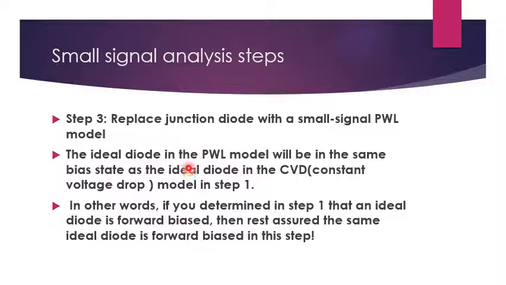Okay, the ideal diode in the piecewise linear model will be in the same bias state as the ideal diode in the CVD, constant voltage drop model. The constant voltage drop model is nothing but: input is forward bias, output is reverse bias. That is your constant voltage drop model. In other words, if you determine in step 1 that an ideal diode is forward biased, then rest assured the same ideal diode is forward biased in this step. Okay, so we are taking the ideal diode only, right?